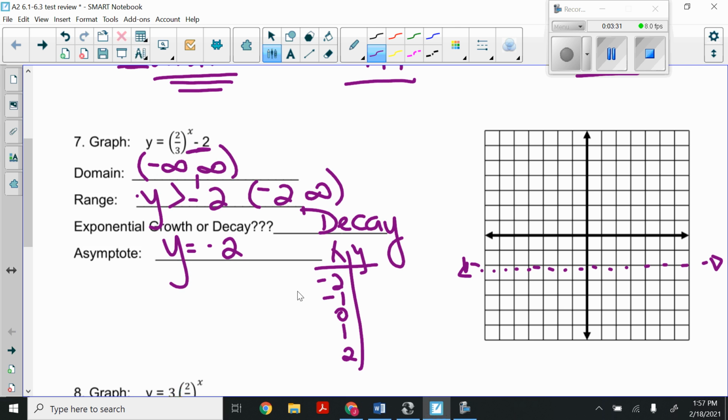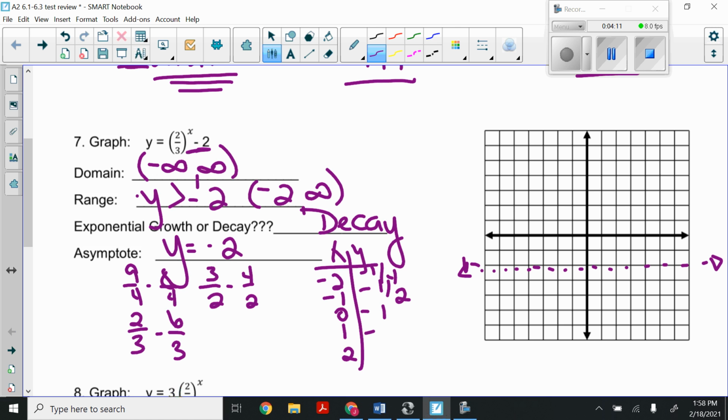Let's see, if we plug in 0, that's the easy one. 2/3 to the 0 power, anything to the 0 power is 1. 1 minus 2 is negative 1. If I plug in negative 2, then that means I flip this and square it, so I would get 9/4 minus 2, so minus 8/4, so I would get 1/4 there. Plug in negative 1, so that means 3/2 minus 2, so 3/2 minus 4/2 gets me negative 1/2. I plug in 1, so I'm at 2/3 minus 2, so 2 minus 6 over 3, negative 4/3.